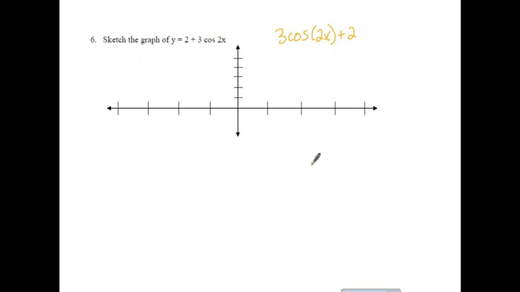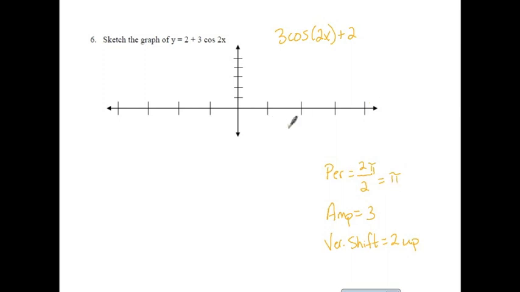So let's list out the things that we know. Let's do our period again. Our period is 2 pi over my b value. My b value is 2. So 2 pi divided by 2 is pi. My amplitude, the number out in front, is 3. Phase shift, there's no number being added or subtracted, so it doesn't get affected. And my vertical shift is 2, and it's going up 2.